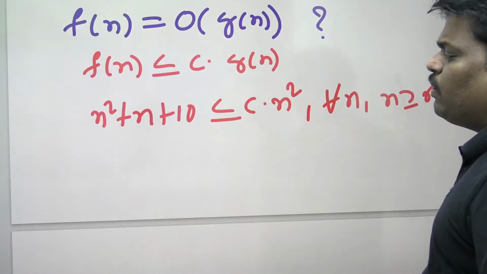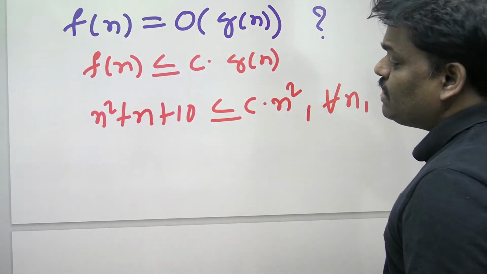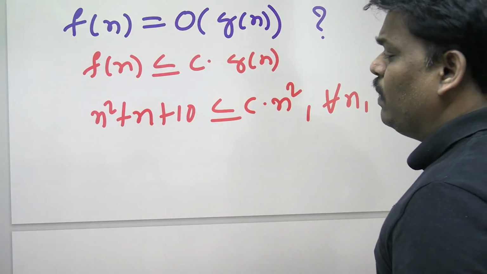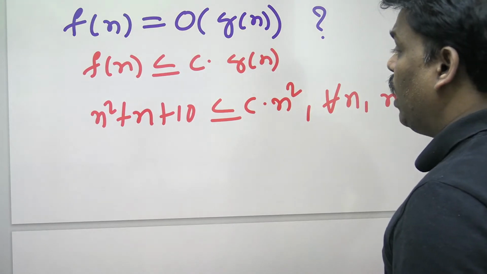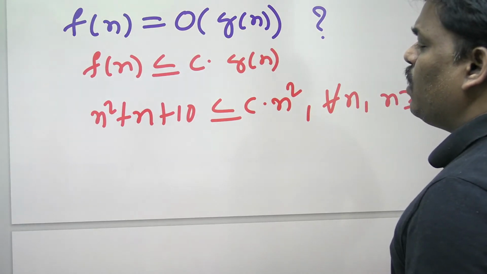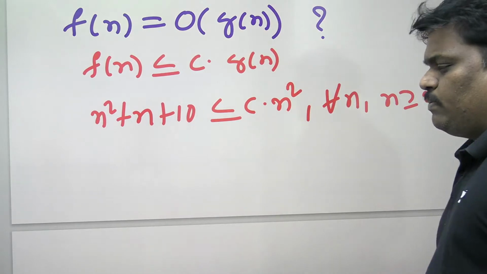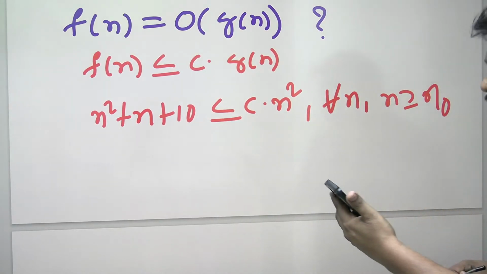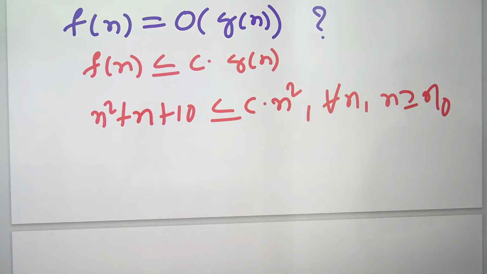Now can you help me? Left side is n square plus n plus 10. Right side is simply n square. To be frank, left is bigger. I have to prove right is bigger with the help of constant c. Is it possible? If anyone says it is possible, please let me know what the c value will be. I want to prove right is bigger with the help of c. Is it possible or not?